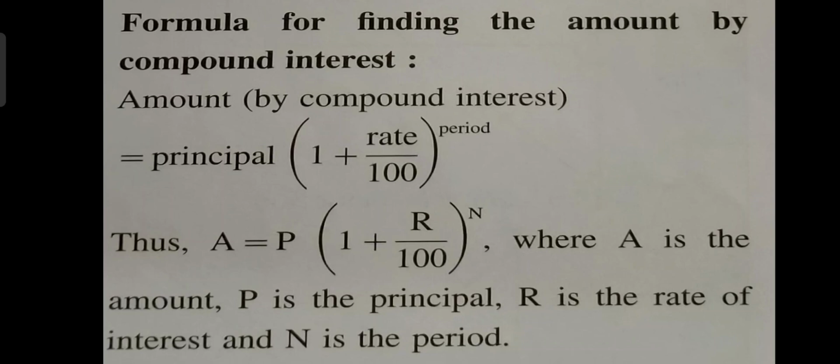Formula for finding the amount by compound interest. Amount by compound interest is equal to principal, bracket 1 plus rate upon 100, raised to the period. Here we can also write it down: A is equal to P bracket 1 plus R upon 100 raised to N, where A is the amount, P is the principal, R is the rate of interest, and N is the period, the time duration.